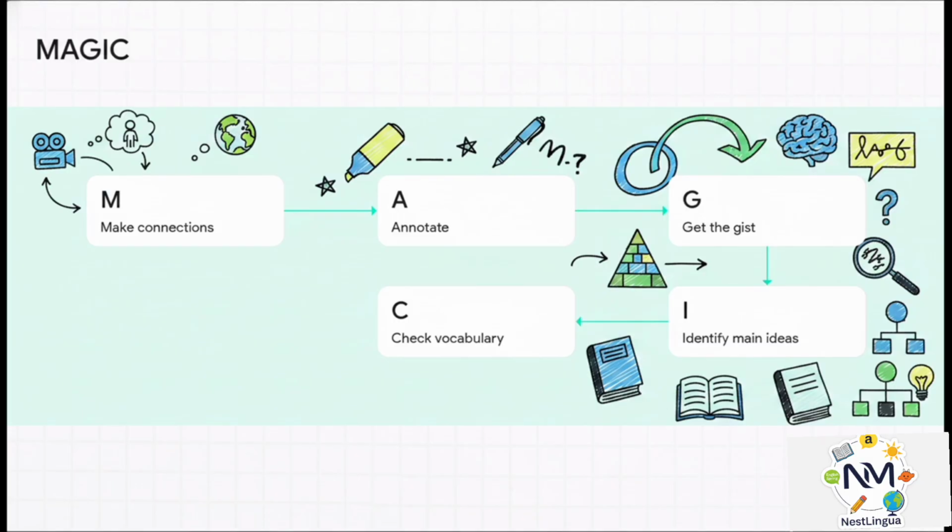G means get the gist, which is finding that overall meaning we just practiced. I is identify main ideas. That means separating the big boss idea from the little supporting helpers. And C is check vocabulary. Whenever you find an unfamiliar word, try to guess its meaning first and then check a dictionary.